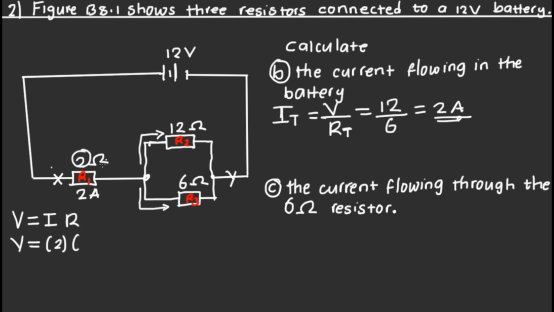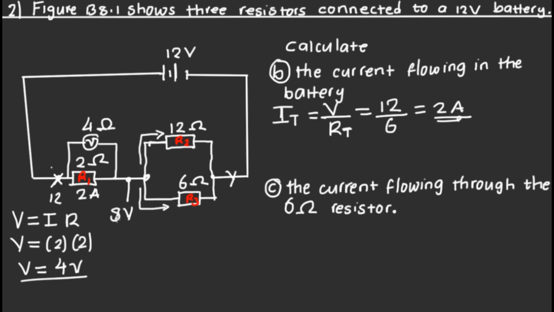Then resistance, since we want the voltage across the 2 ohms resistance, we are supposed to use the 2, which is 2 times 2 is 4, which simply means that out of 12 volts, 4 volts is consumed by a 2 ohms resistance, which simply means that if at this point X there is 12 volts, then at this point we are going to have 8 volts because 4 volts has been consumed.